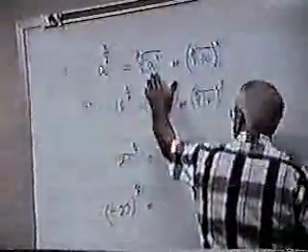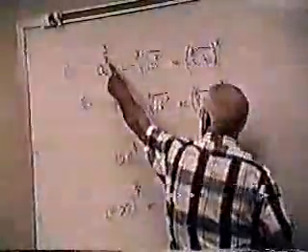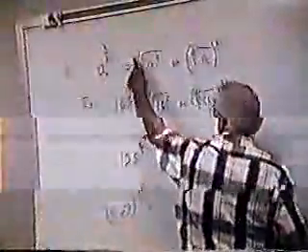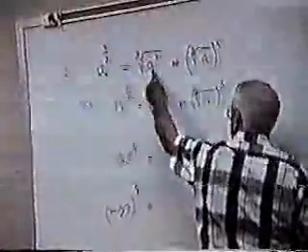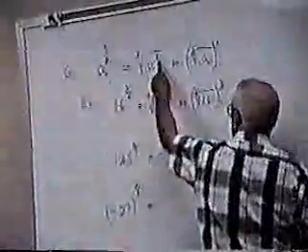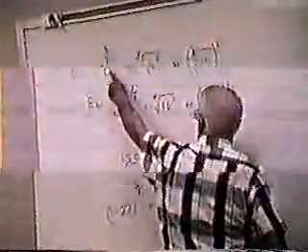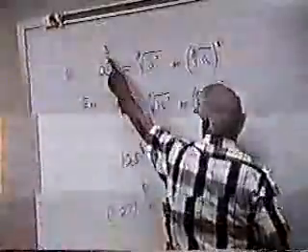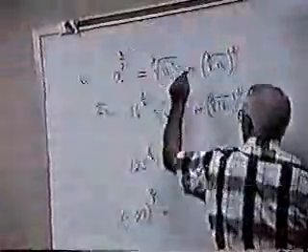the word radicals. The denominator becomes the root of this base. The numerator becomes the power. Now think of that. The base raised to a fractional power, the denominator is the root of it, the numerator is the power of it.